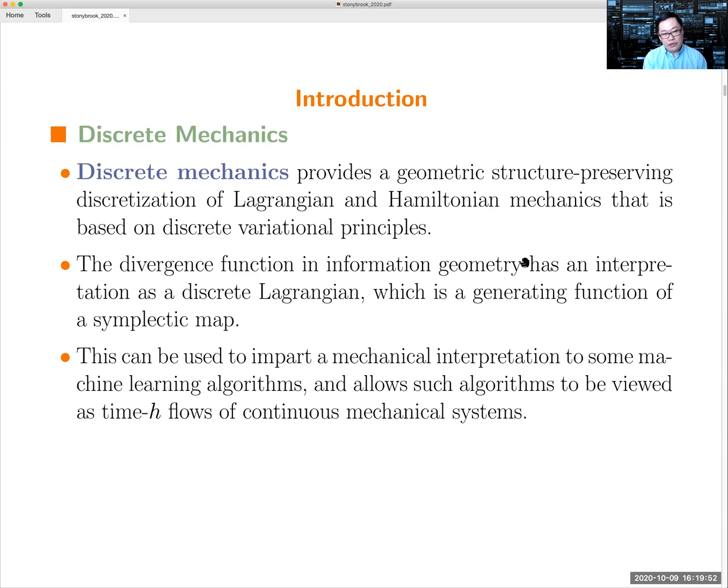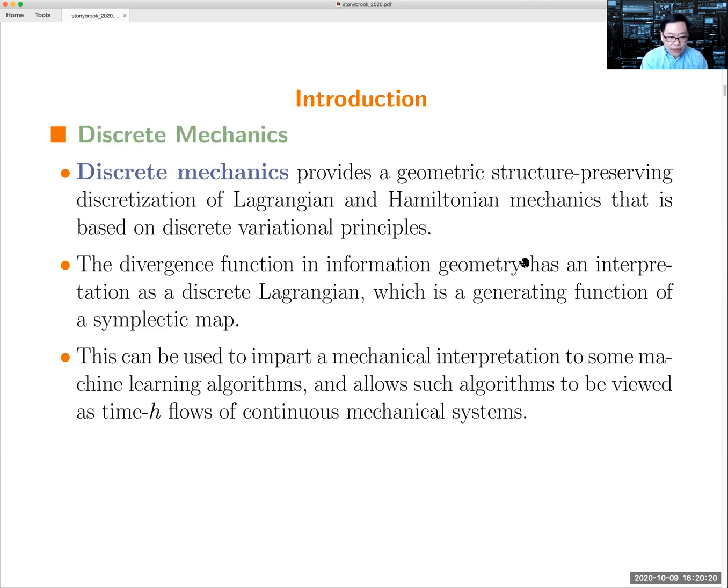One of which is this issue of discrete mechanics. Discrete mechanics is an attempt to construct geometric structure-preserving discretizations of analytical mechanical systems, typically described in terms of Lagrangian and Hamiltonian mechanics. In particular, the kind of discrete mechanics which we do is based on a discrete version of Hamilton's principle, which is a variational principle.